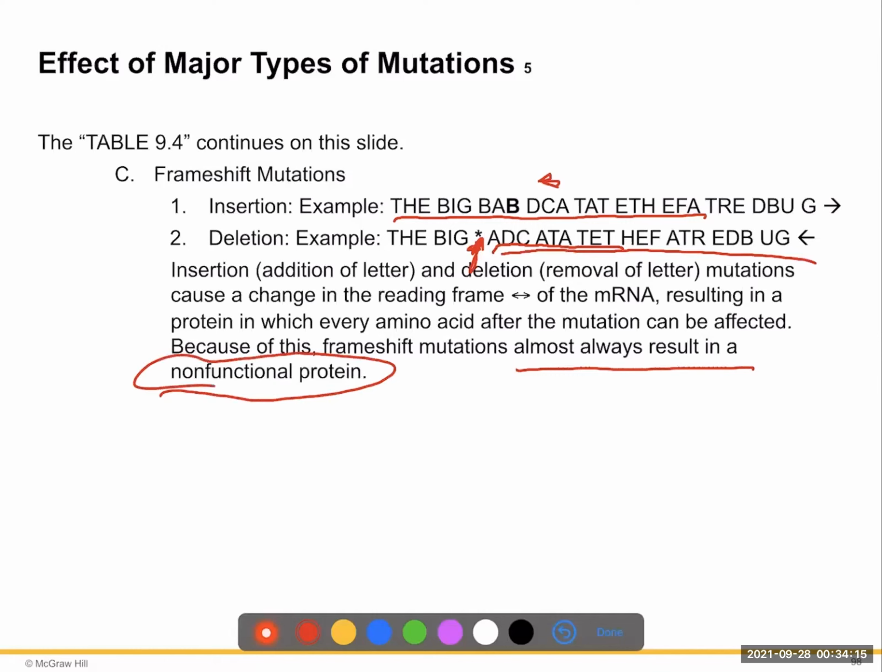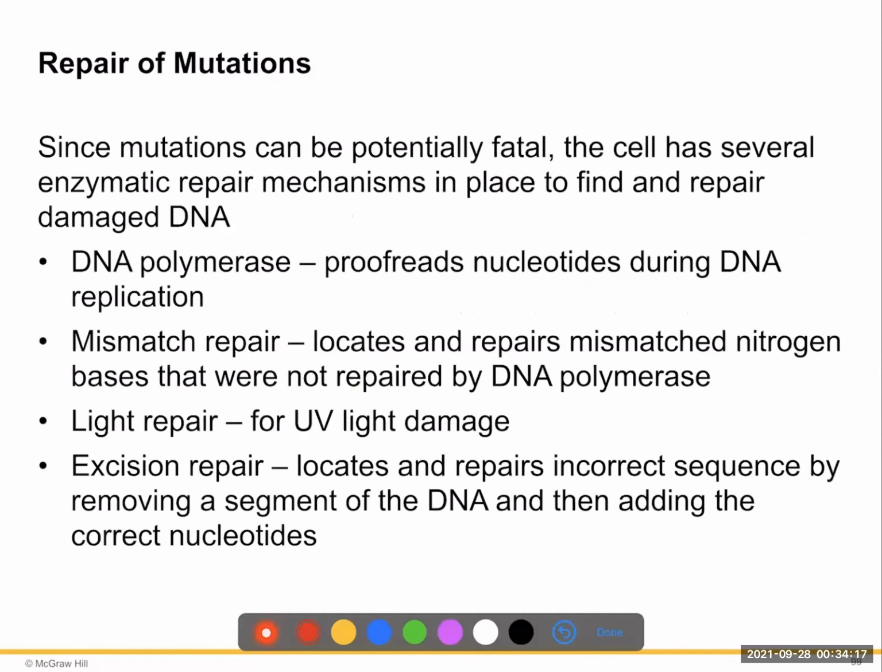Usually gives you a fatal error. How can we repair mutations? Since mutations can be potentially fatal, the cell has several enzymatic repair mechanisms to find and repair damaged DNA.